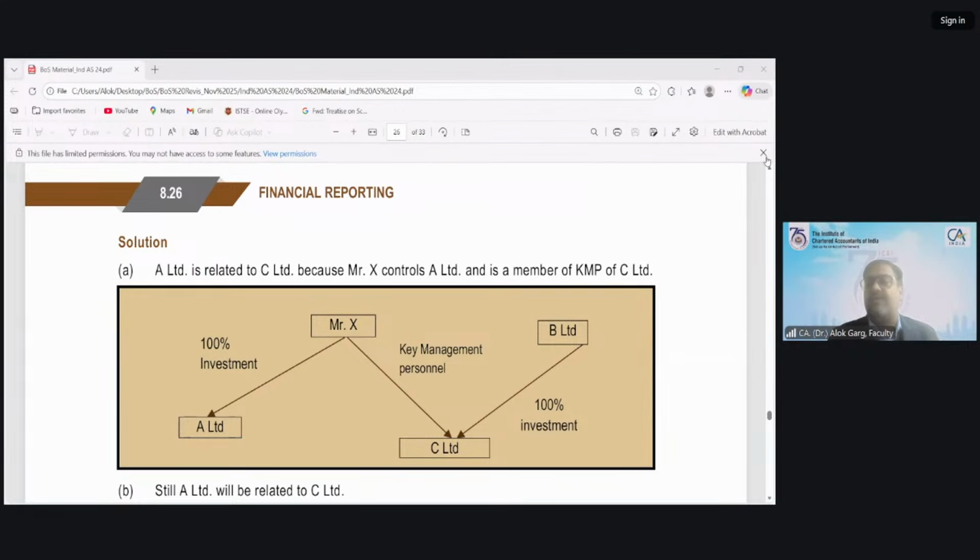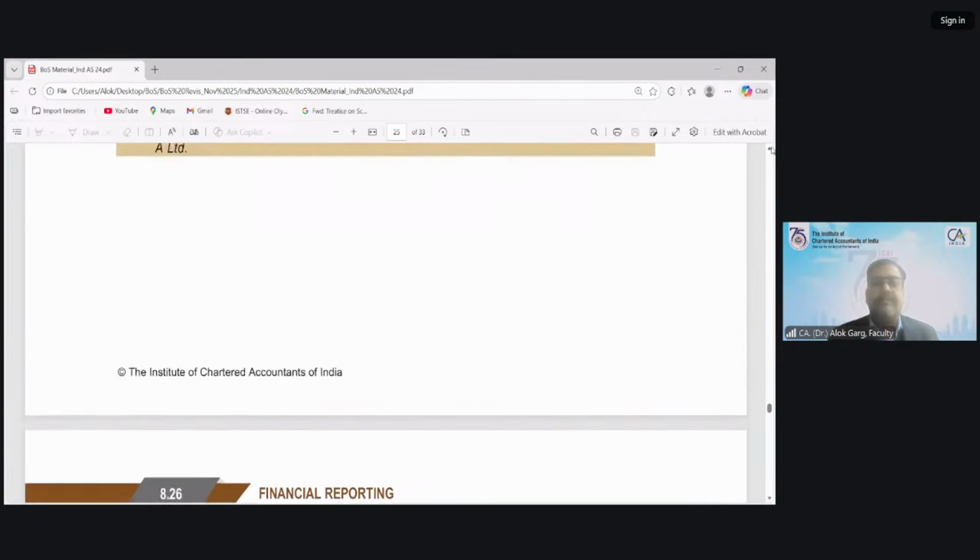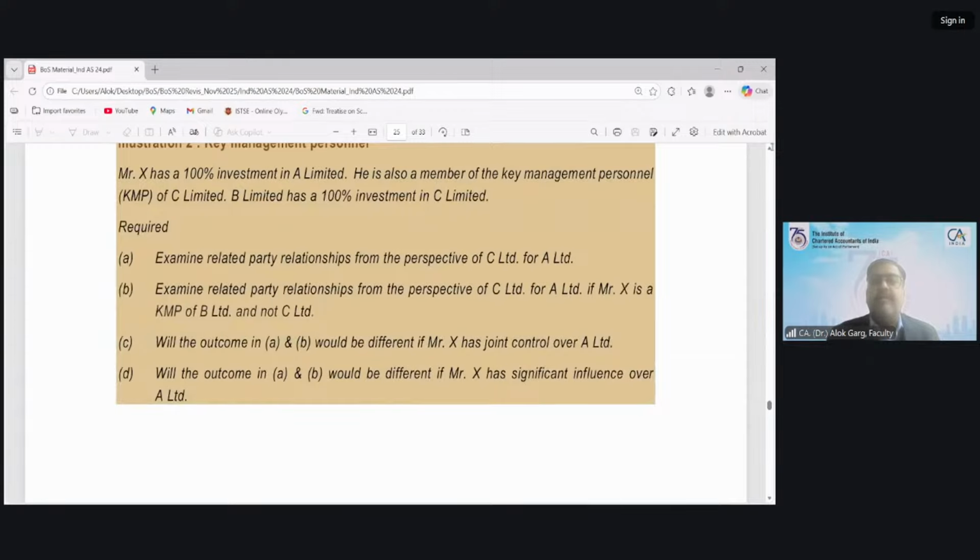Now, next question. Examine related party relationship from the perspective of C Limited, again, for A Limited, if Mr. X is a KMP of B Limited and not C Limited. So still Mr. X controls A Limited, but now Mr. X is not the KMP of C. Mr. X is KMP of the parent of C. Then? Yes, sir. It's a related party. Still it is a related party, right?